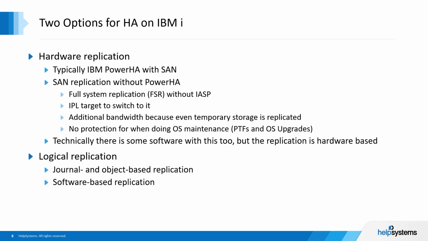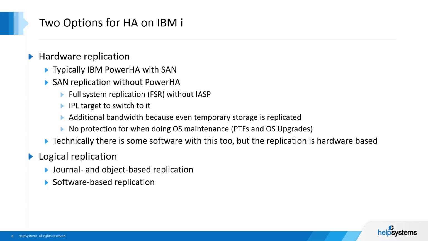So when we look at today's world of high availability, you have really kind of two options. You can go the hardware route where you're using PowerHA with your SAN storage or internal storage, and then you can go SAN replication without PowerHA. And certainly there are people that are doing full system replication without an IASP.